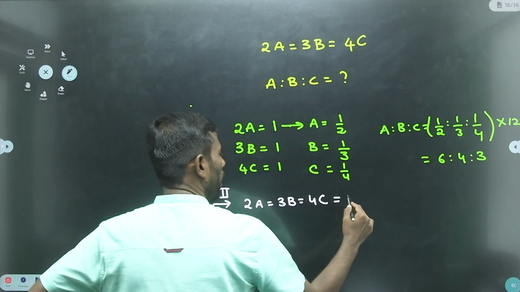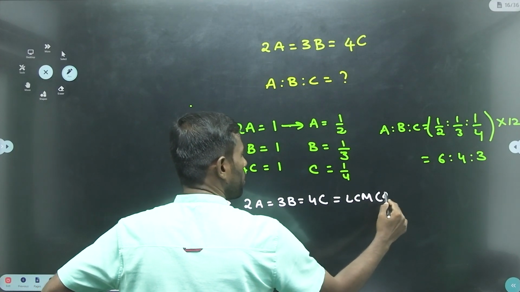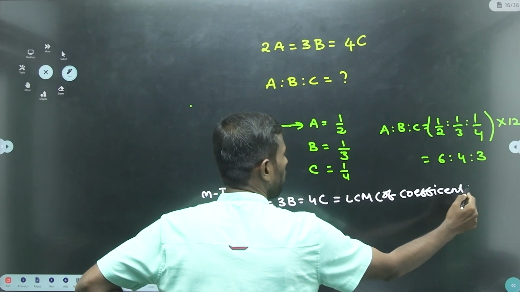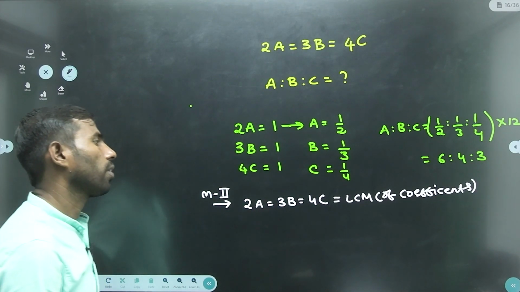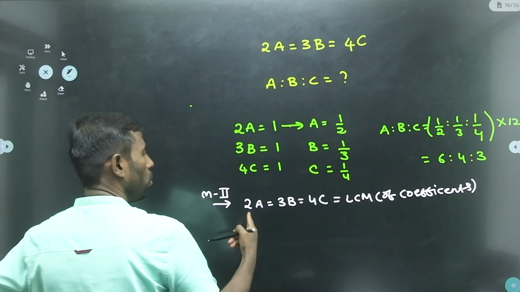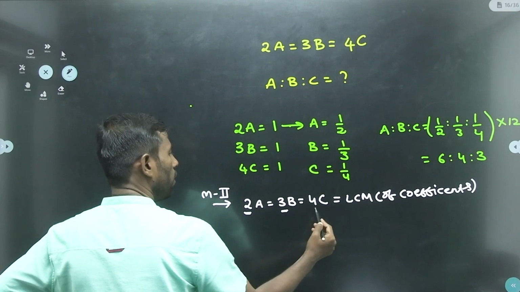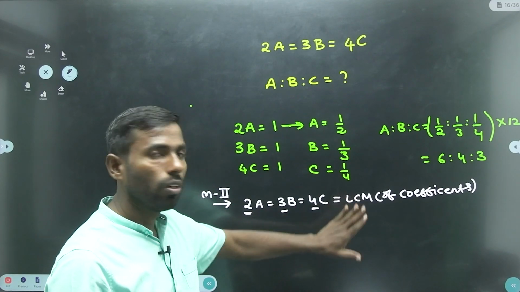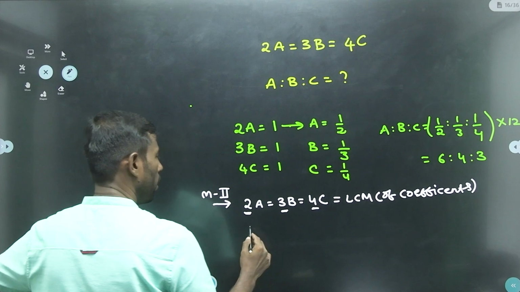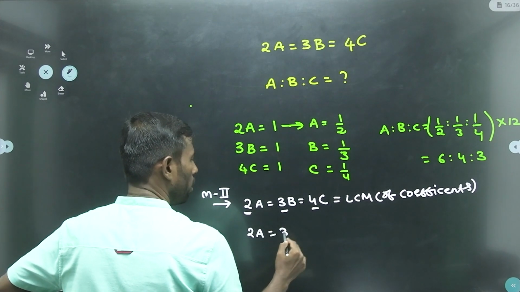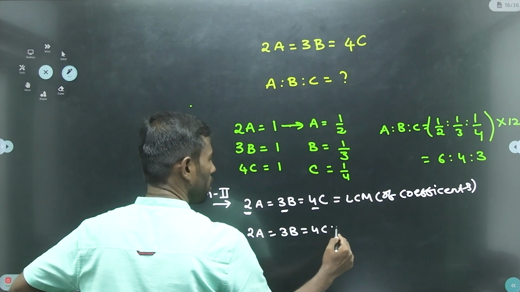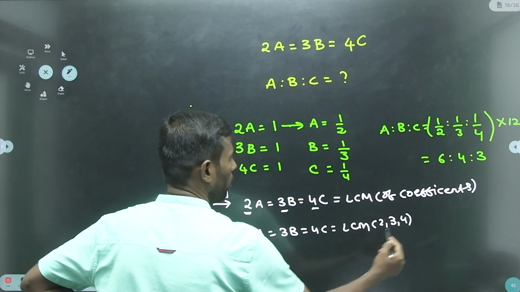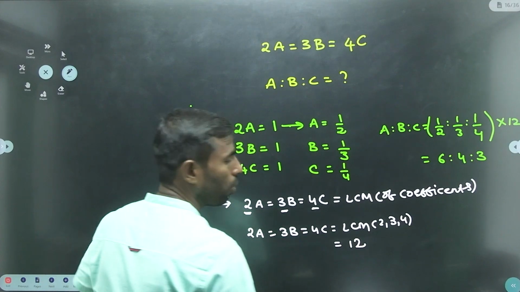Make it equal to the LCM of the coefficients. So the 2 coefficient, 3 coefficient, and 4 coefficient. Make all the given values equal to the LCM of the coefficients. So 2a equals 3b equals 4c, which is equal to the LCM of 2, 3, 4, which is 12.